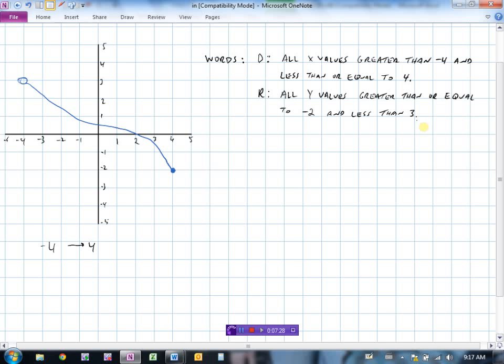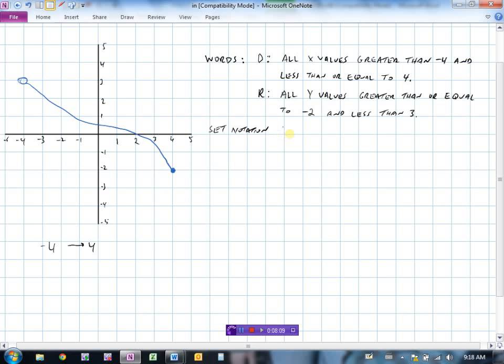So the domain, all the x values greater than -4 but less than or equal to +4, and the range would be all the y values greater than or equal to -2, we got a solid dot there, but less than 3. Now that's a lot of writing. So typically we don't want to spend all that time writing out the domain and the range. So another way we can do this is we can use what's called set notation. And this is another mathematical way of doing this.